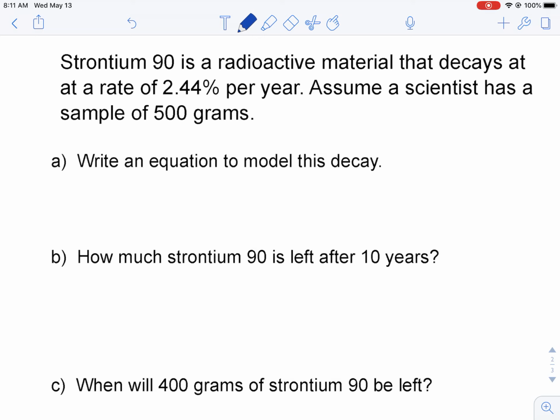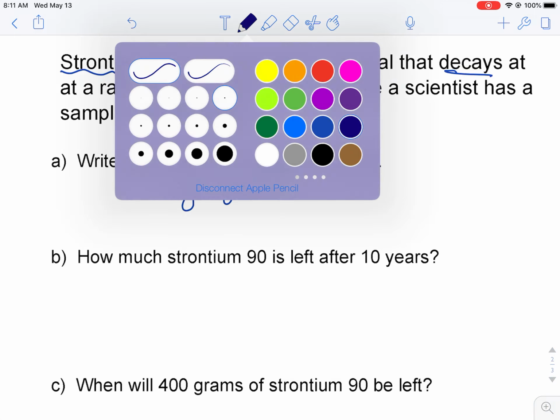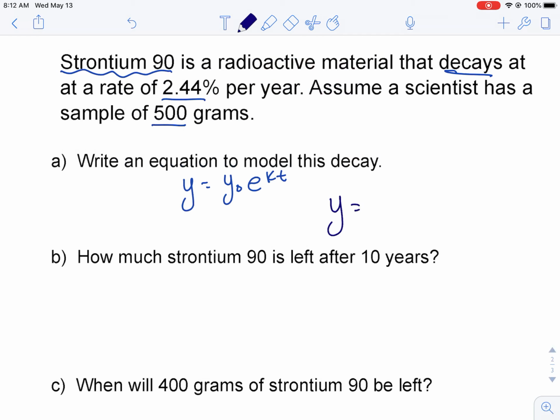All right, so our last one is strontium 90. Okay, so ignore the 90. Strontium 90 is just what that radioactive material is called. It's decaying at a rate of 2.44%. And we're going to assume that a scientist has 500 grams. So again, our equation is y equals y sub 0 e to the kt. So in this case, y equals, we start with 500. That's our y sub 0, our initial amount. e is always in the equation.